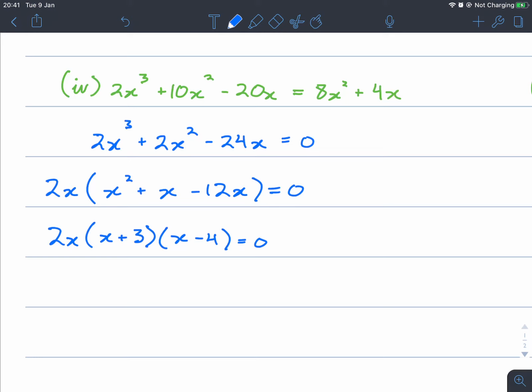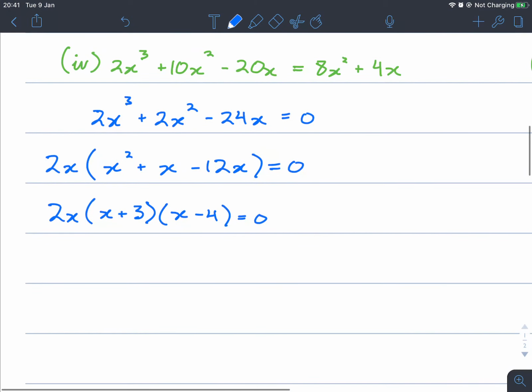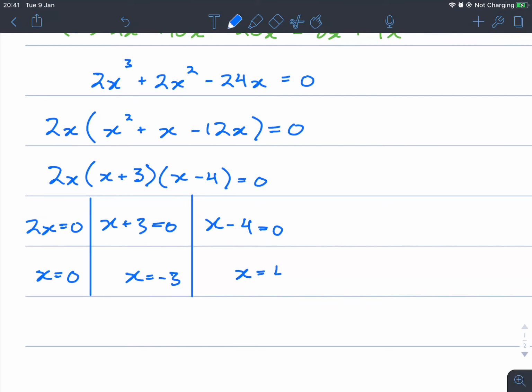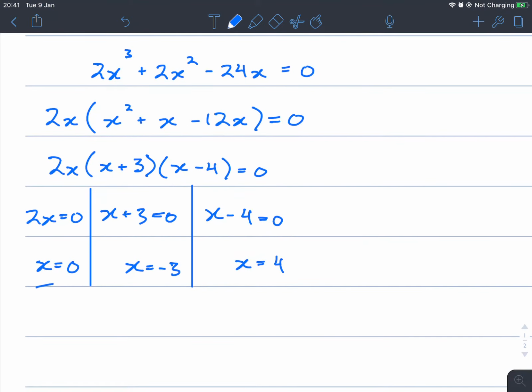And now we have three factors here, but the zero product rule still applies. So we can say this factor, 2x equals 0, dividing both sides by 2, so x still equals 0. Now x plus 3 equals 0, x equals negative 3, and lastly x minus 4 is equal to 0, x equals positive 4. So in this case there are three possible answers for x. Okay, it's still using the zero product rule.